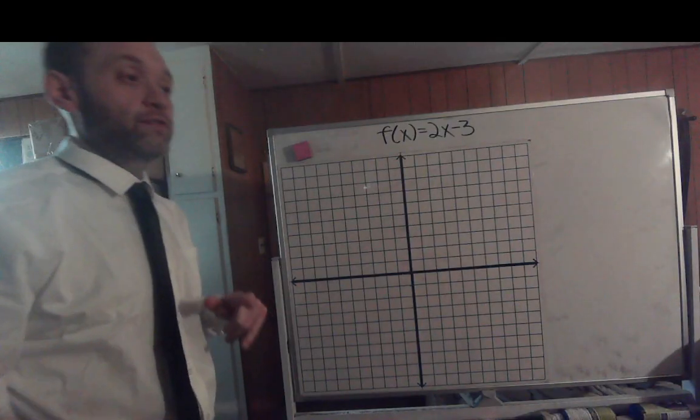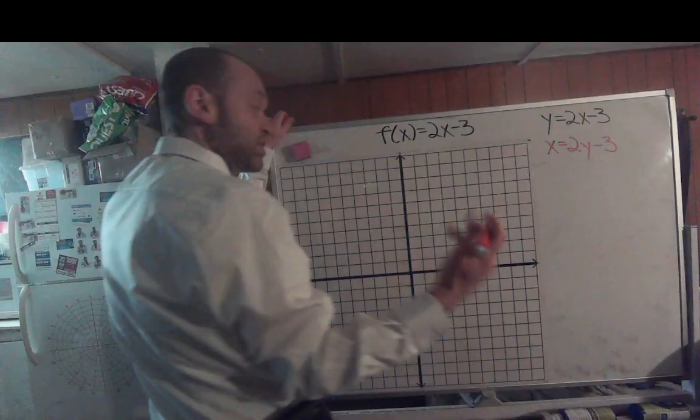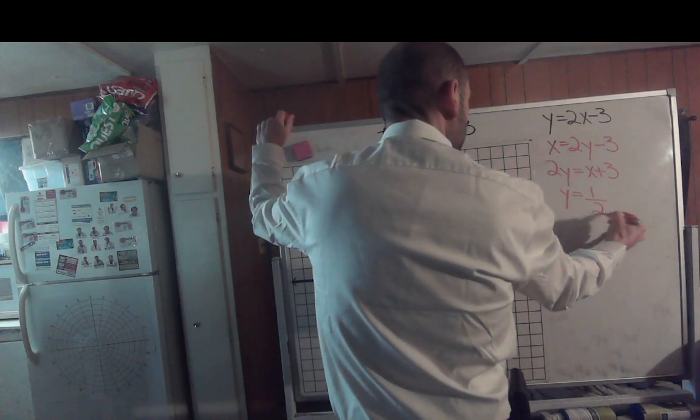How do you find an inverse function? So f of x is the same as y, isn't it? So y would equal 2x minus 3. Now, to find the inverse of a function, you switch places with the x and y. So that would mean that x equals 2y minus 3. Then you just solve for y. So you would end up getting that 2y equals x plus 3, which would give you that y equals 1/2 times the quantity of x plus 3.